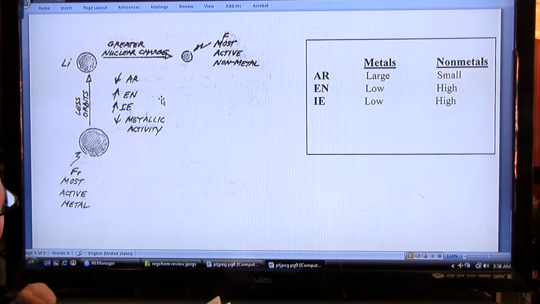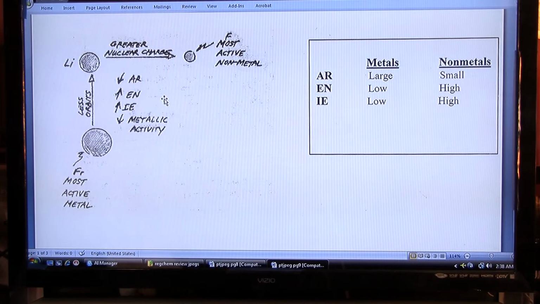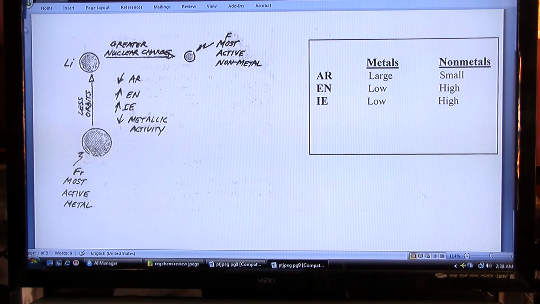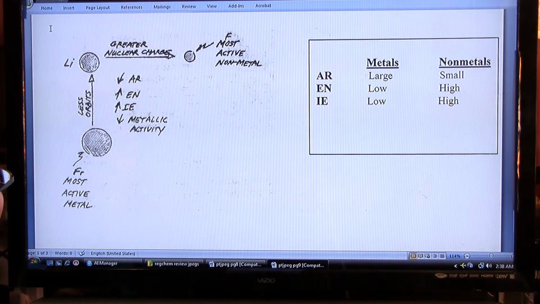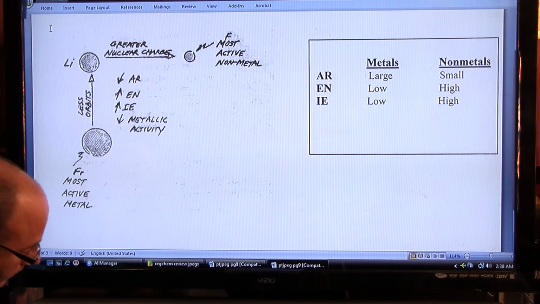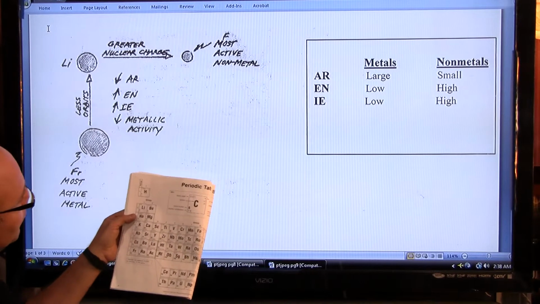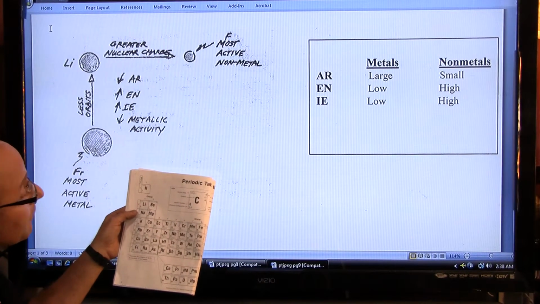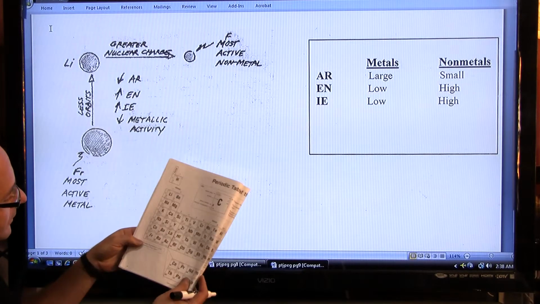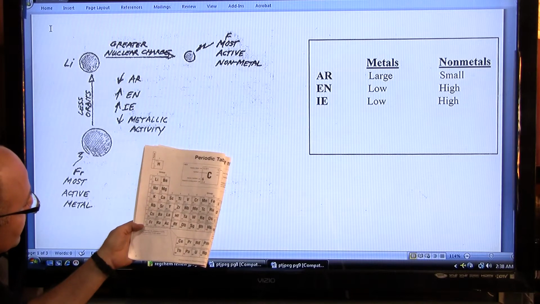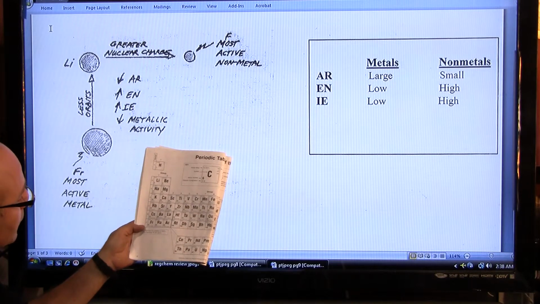This represents francium. And then if you go up that group, you'll hit lithium, and I've drawn that as a smaller circle because lithium has a smaller atomic radius. How do I know that? Well, look, lithium is in period 2. That means it has 2 energy levels, Li. And francium is in period 7. That means it has 7 energy levels.